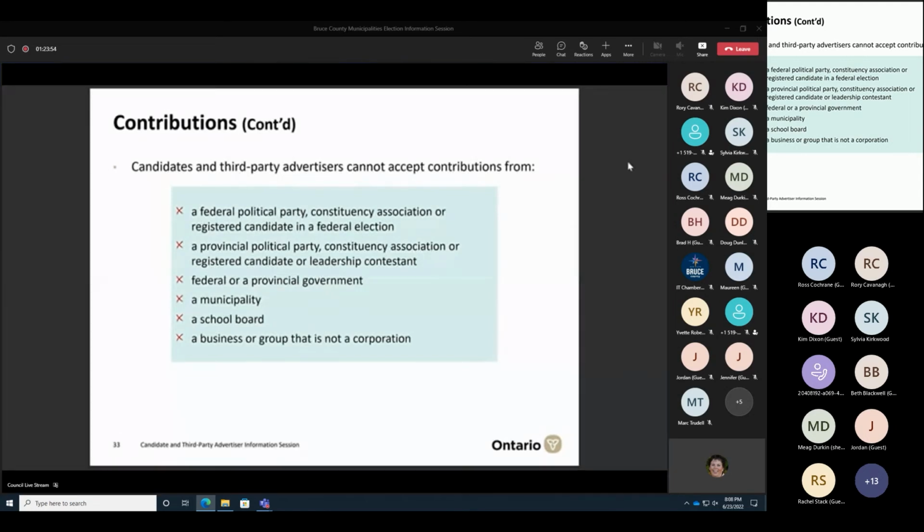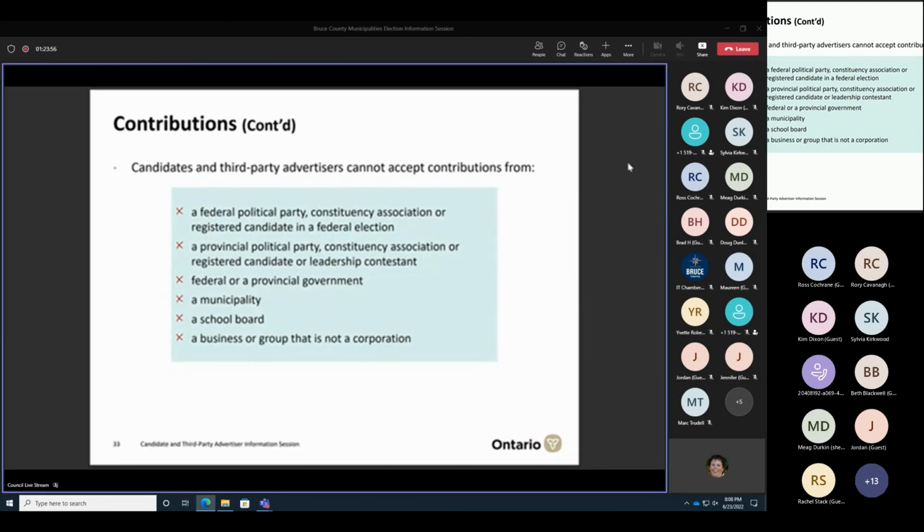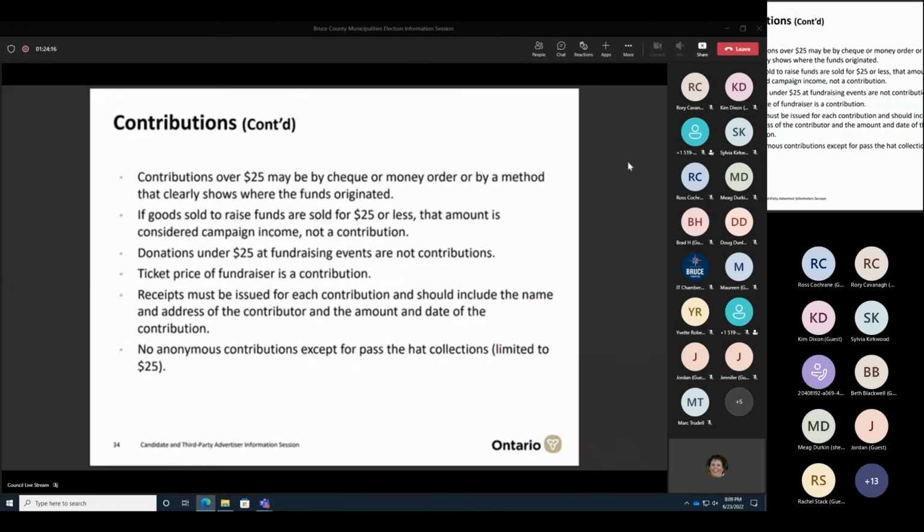expense. As mentioned previously, only third-party advertisers can accept contributions from corporations and unions. There is no rule that a candidate, family member, or campaign staff cannot contribute to a third-party advertiser. However, it is a potential optics issue. Next slide, please. Thank you.